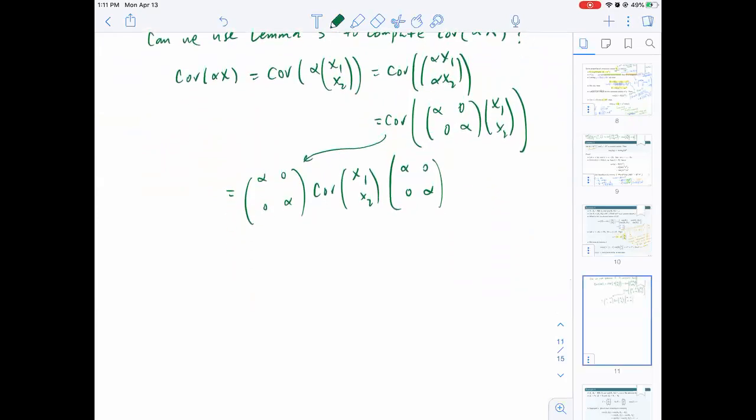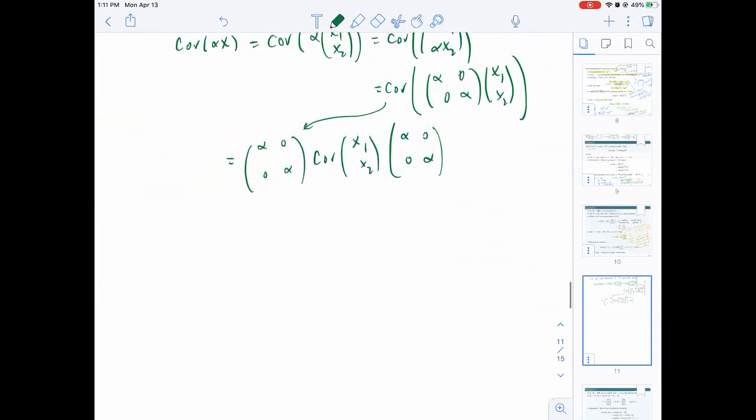So is this correct? Yeah, because you just get alpha times the identity matrix, and then you just pull the alphas out. You get the same thing as alpha squared covariance. Good. So I can write this as alpha I2, where this is the identity matrix of dimension 2. This is the covariance of vector x, and then alpha I2. So alpha has come out.